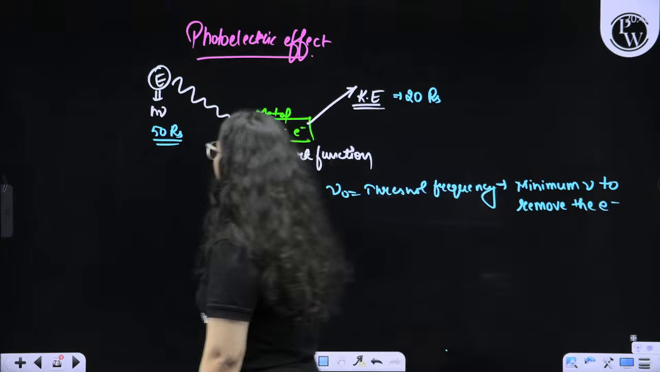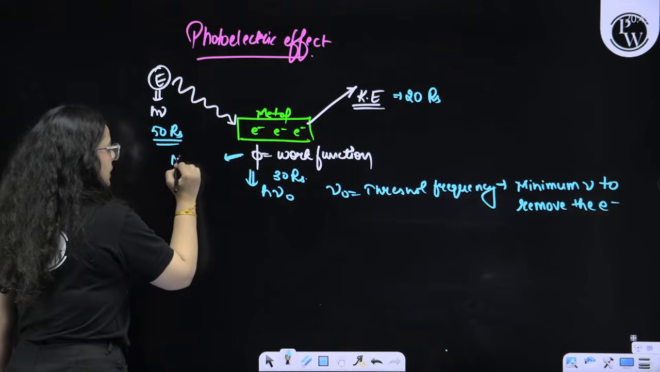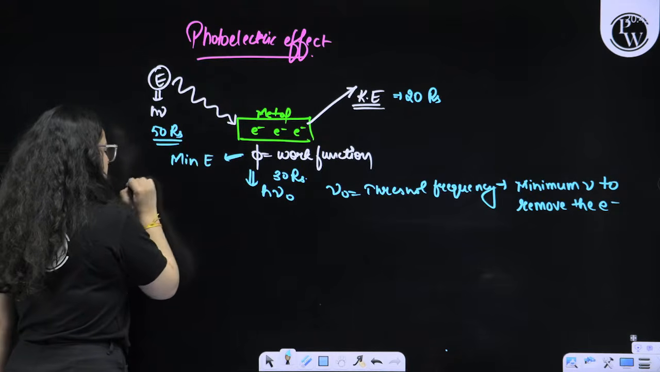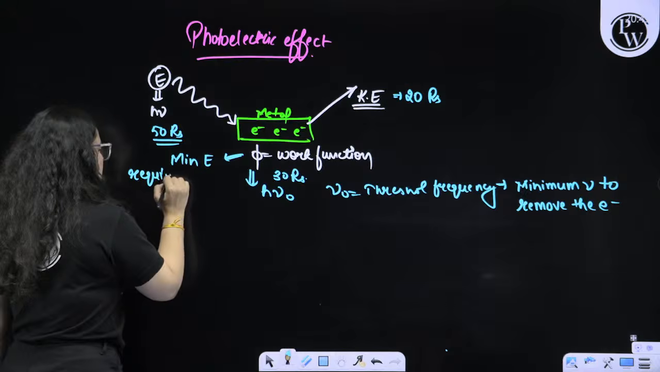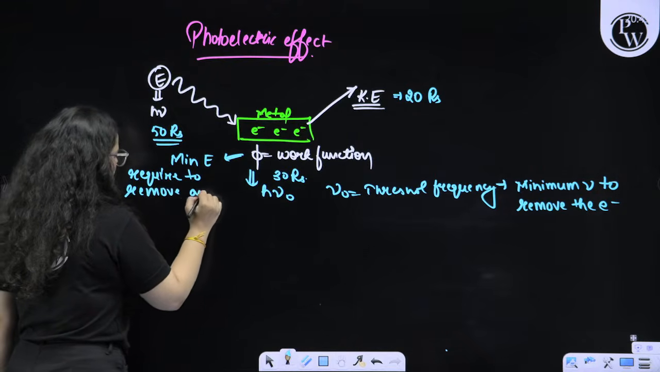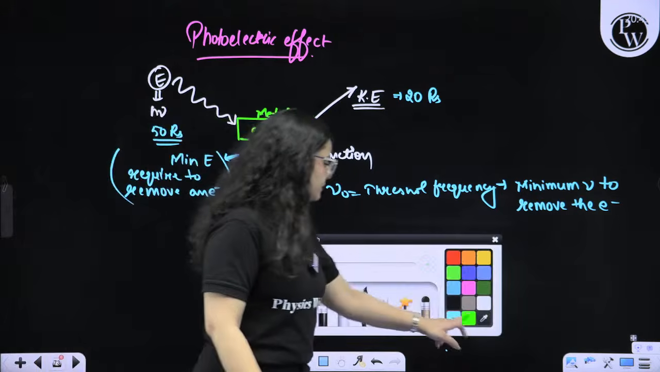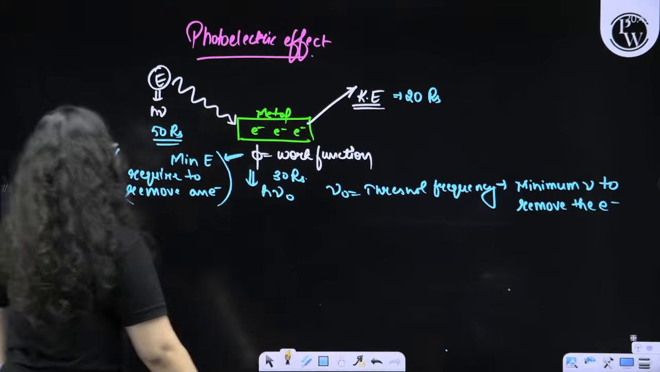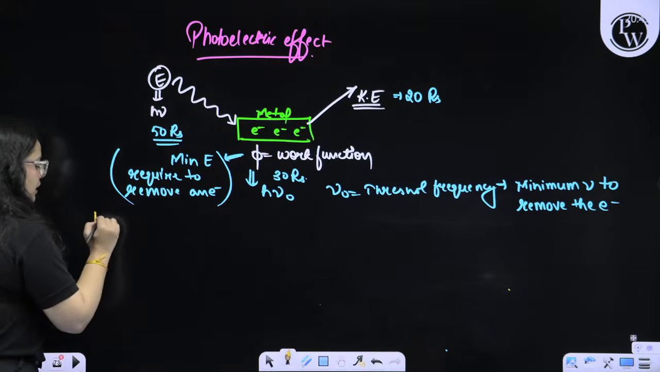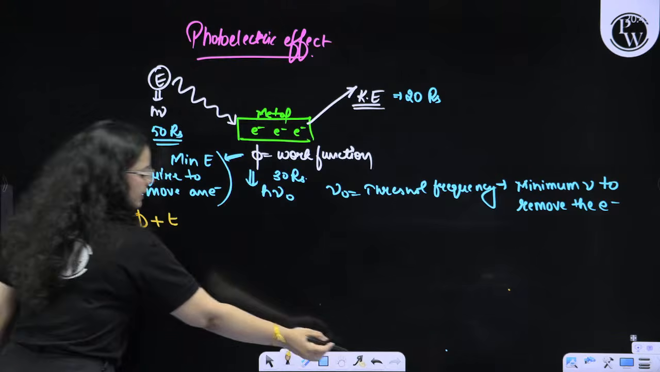And what is this work function? The minimum energy required to remove an electron. So that is basically the work function. Now, here I am just wrapping it all up: the total energy given is equal to the work function, and the remaining is the kinetic energy.